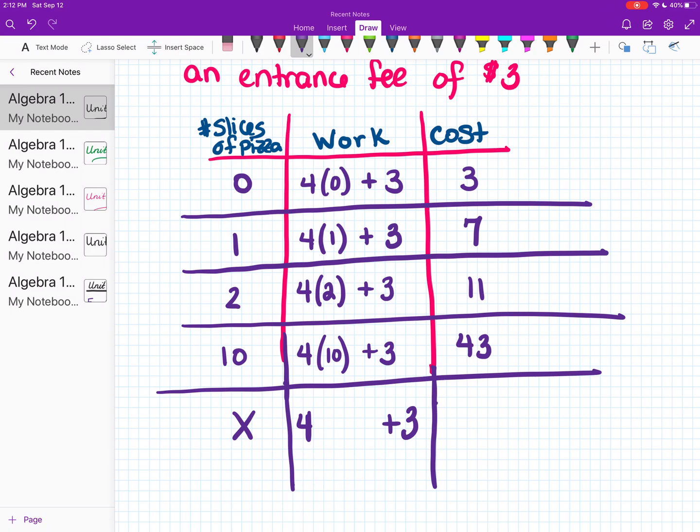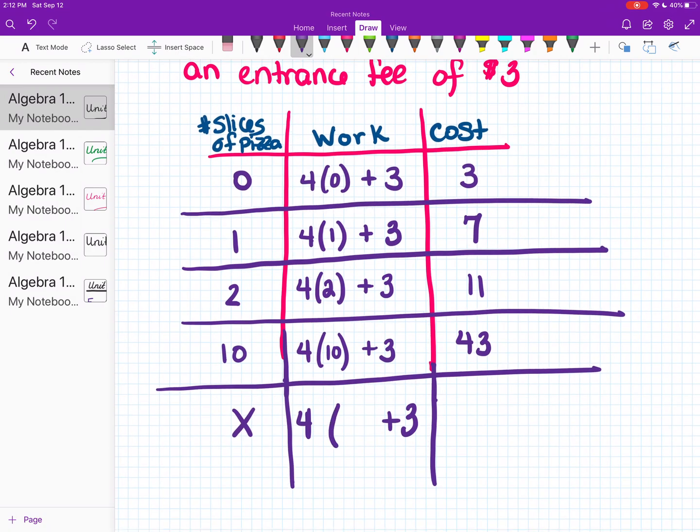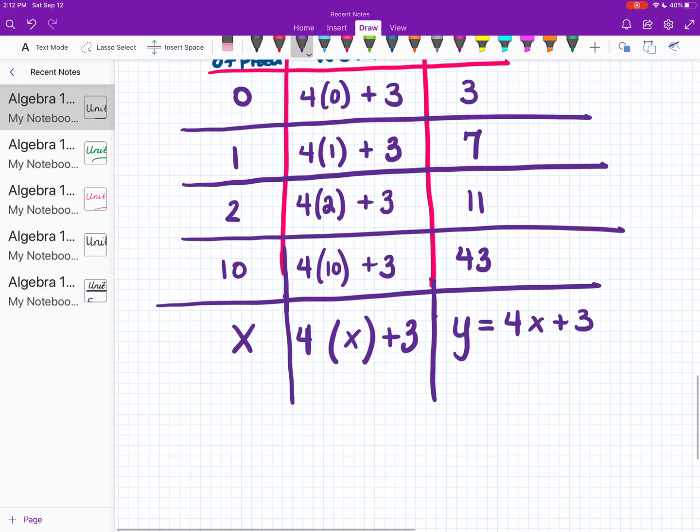Well, in this case, what are we multiplying by? I don't know, because this mathematician doesn't know how much he wants to eat. So I'm just going to put an x in there. So what is my formula for cost? My formula for cost is y equals 4x plus 3. Well, how could we write that as a function? We could write that as f of x equals 4x plus 3.